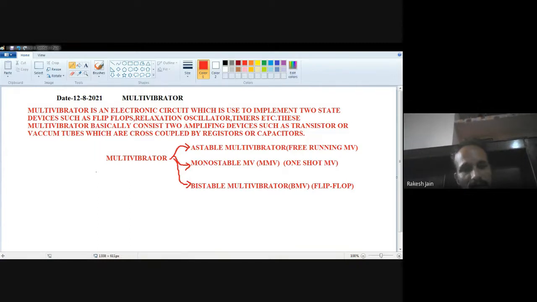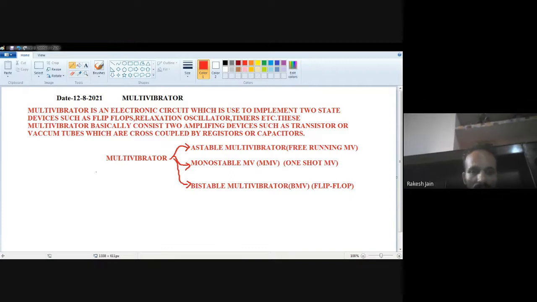It requires one external trigger pulse. Another name is one-shot multivibrator. It can be used to implement timers, frequency dividers, pulse width modulators. And the second one is bistable multivibrator. The first one, astable multivibrator, has applications in square wave, rectangular pulse generators, FSK generators, flashers, voltage controlled oscillators.